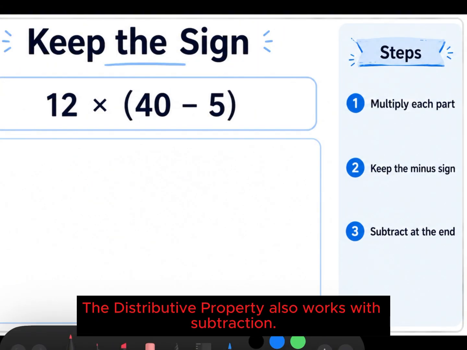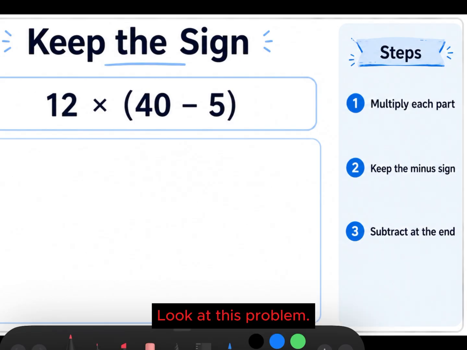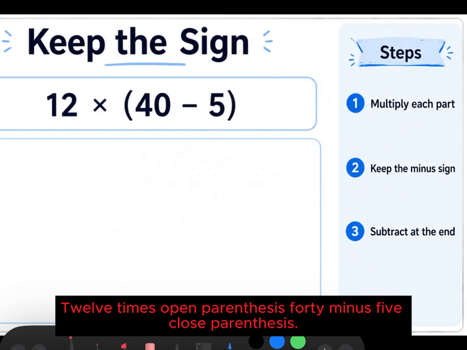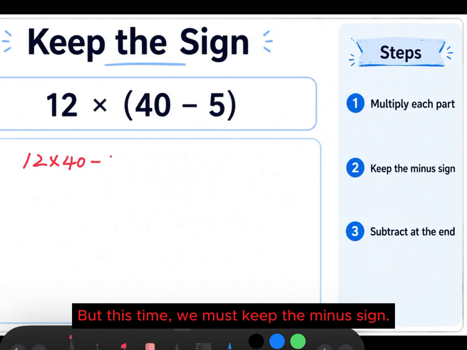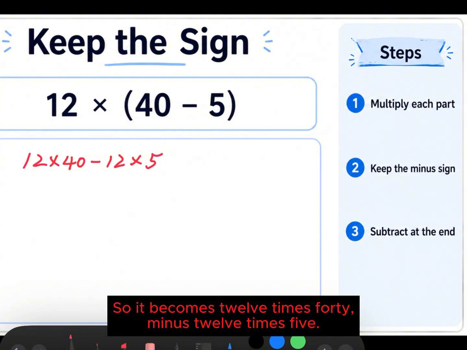The distributive property also works with subtraction. Look at this problem. 12 times open parenthesis 40 minus 5 close parenthesis. We still multiply 12 by each part. But this time, we must keep the minus sign. So it becomes 12 times 40 minus 12 times 5.